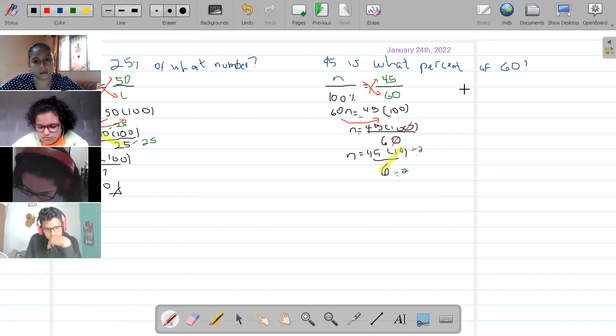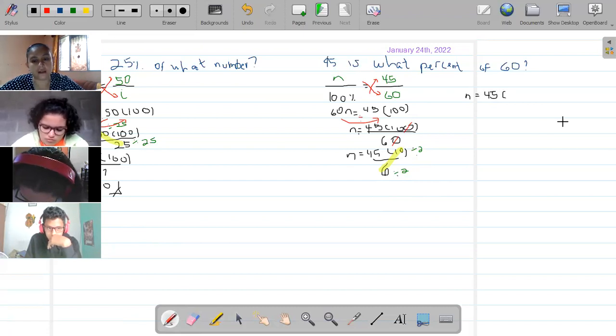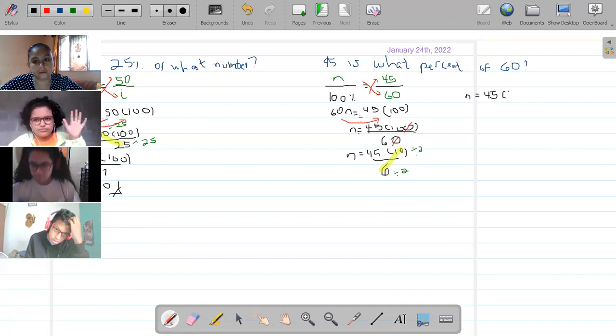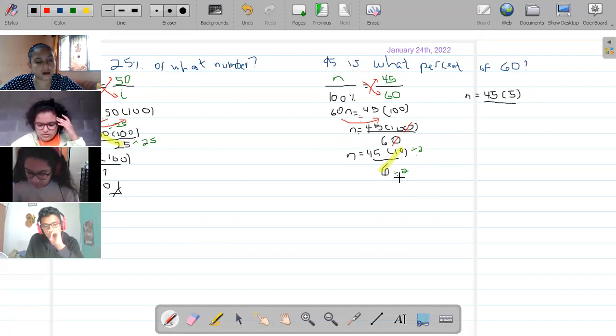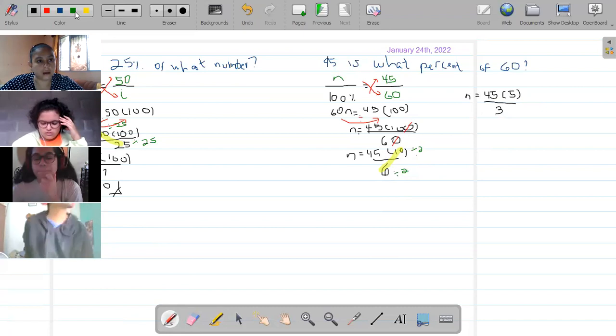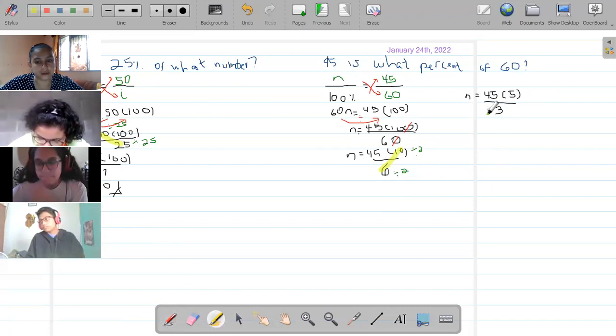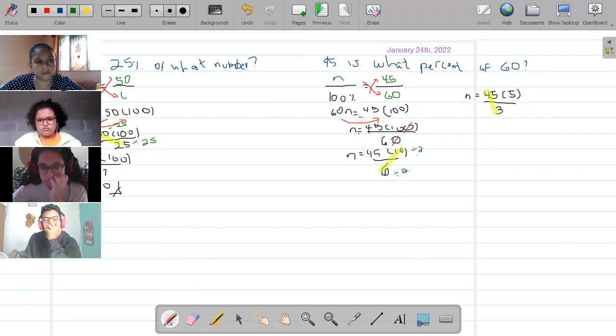So now, I'm going to write it over here, n is equal to 45 times 10 divided by 2, 5, very good, Isabella. Over 6 divided by 2, 3. Okay, now again, can I continue to simplify 5 and 3? No. What about 45 and 3? Can I simplify 45 and 3? By what number? Obviously by 3, right?